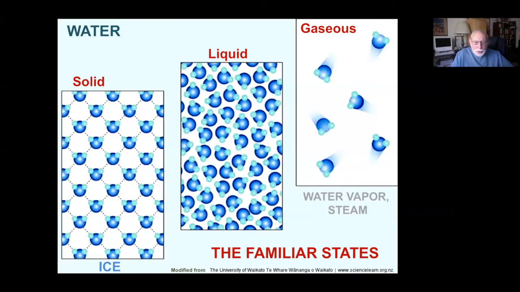And so we have the three familiar states of water: the solid state, ice, where the molecules are completely lined up and locked into formation, and then liquid, where they're bonded together, but they can still move around. It's fluid. And then finally, where they're broken apart completely in water vapor or steam.